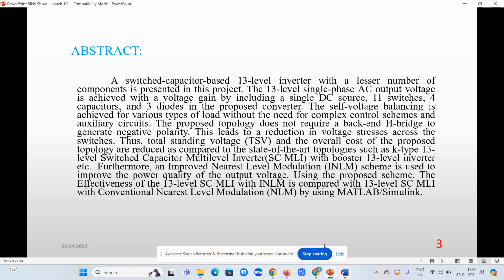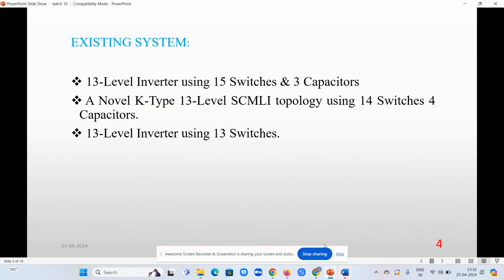Now coming to the existing systems, there are three existing systems. A 13 level inverter using 15 switches and 3 capacitors. A novel K-type 13 level switch capacitor multi-level inverter topology using 14 switches and 4 capacitors. And a 13 level inverter using 13 switches.